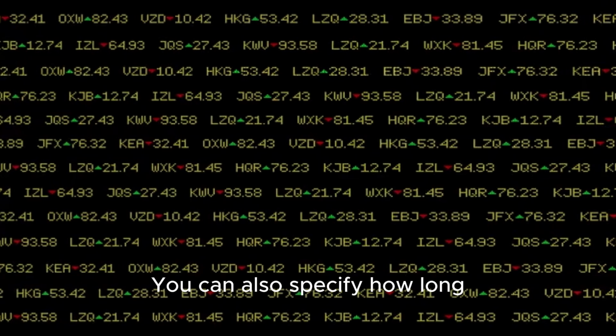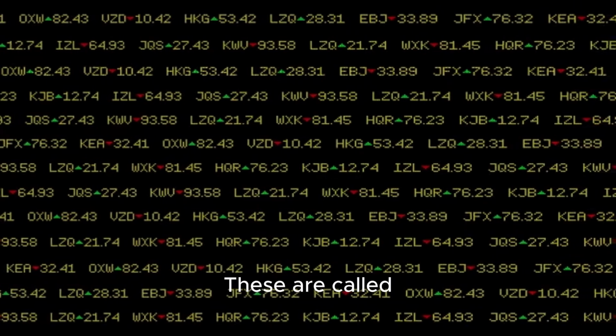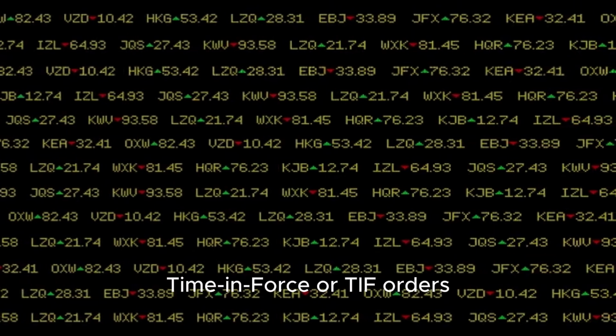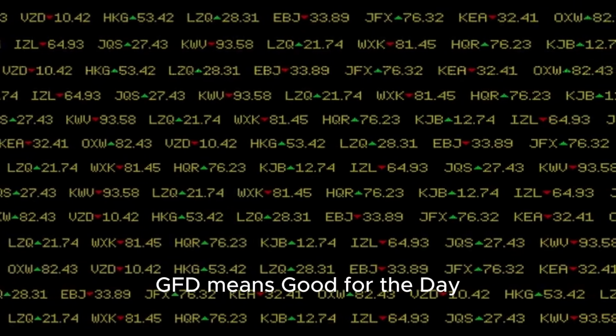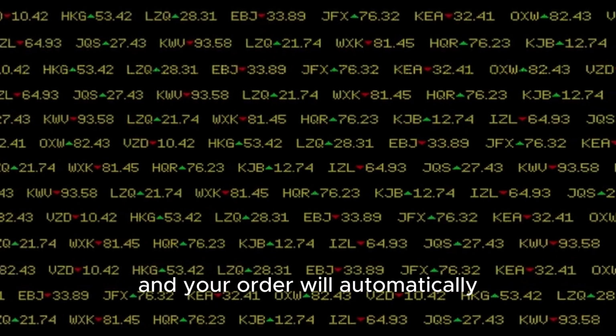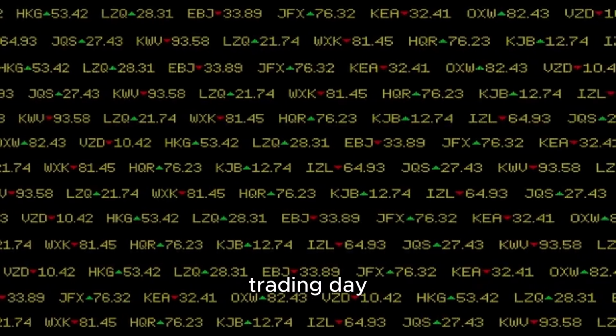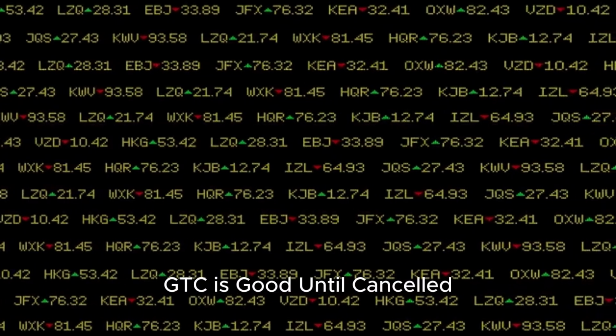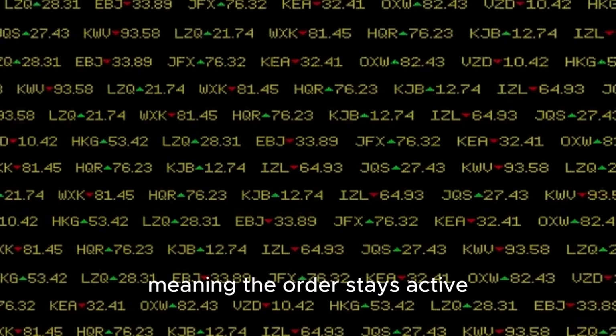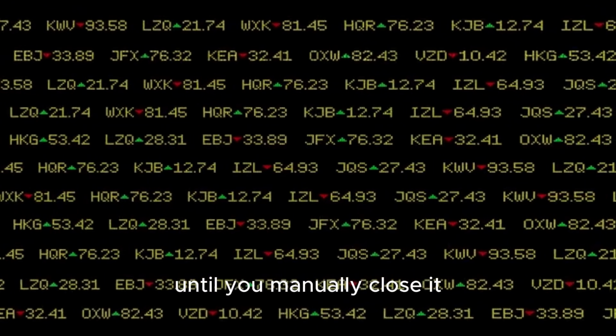You can also specify how long your orders remain active. These are called time in force or TIF orders. GFD means good for the day, and your order will automatically cancel at the end of the trading day. GTC is good until canceled, meaning the order stays active until you manually close it.